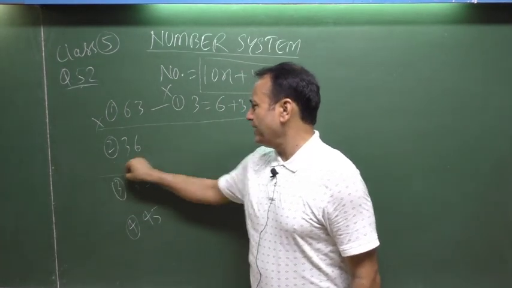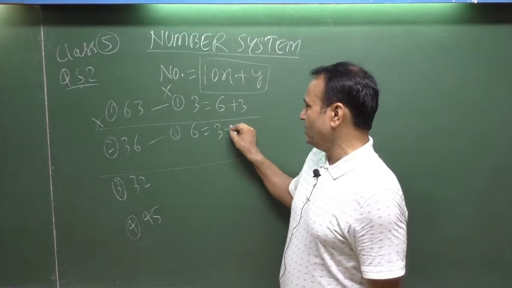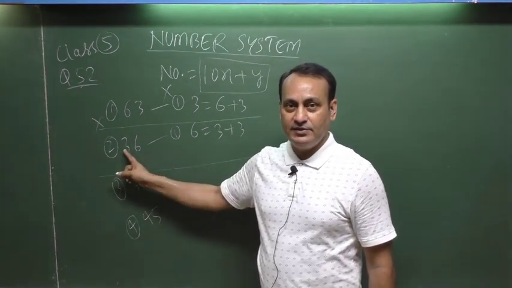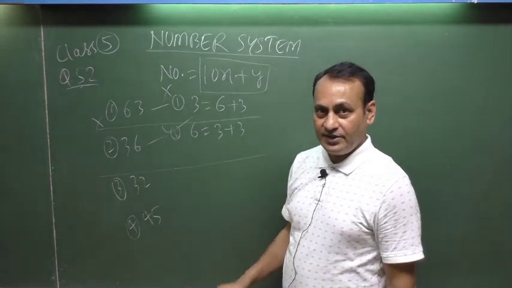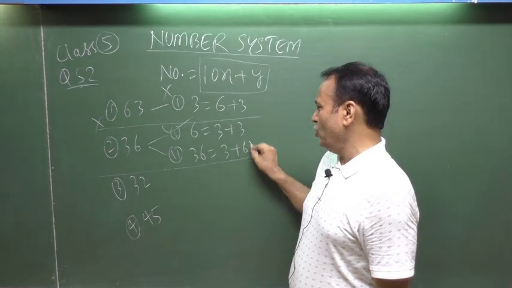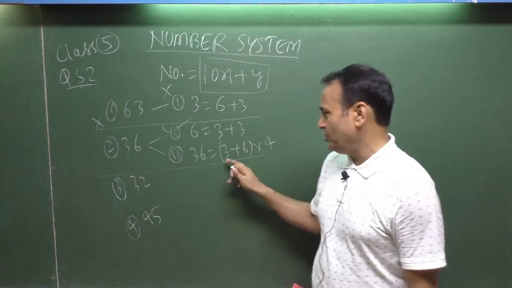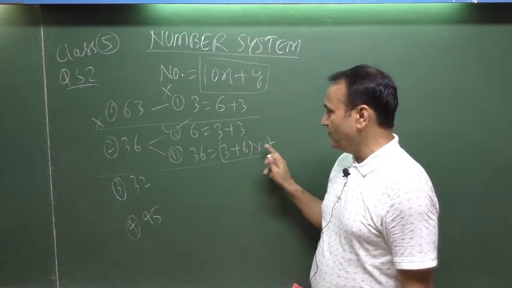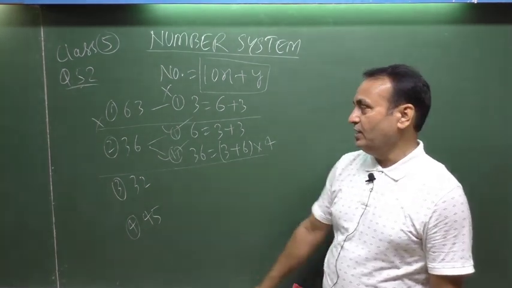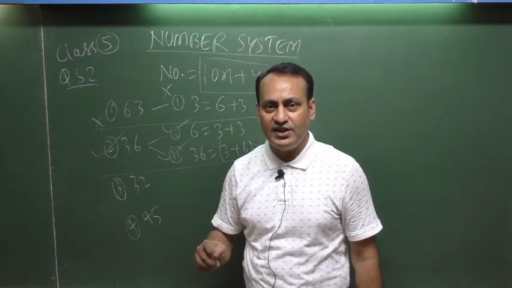Now come to second option. Unit place is 3 more than 10 place. Unit place 6 is 3 more than 10 place. This is okay. Correct. Second point. 36 is 4 times the sum of its digits. That means 36 equals to 4 times 3 plus 6, 9 fours are 36. This is 36 also. That's why this is also okay here. That means this is your final answer. A definite answer, correct answer.